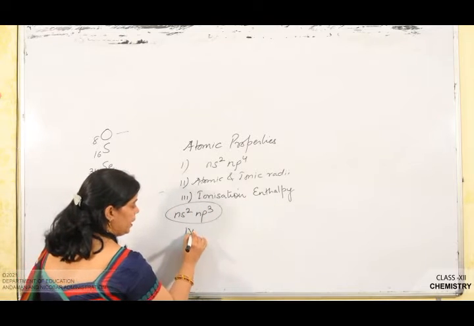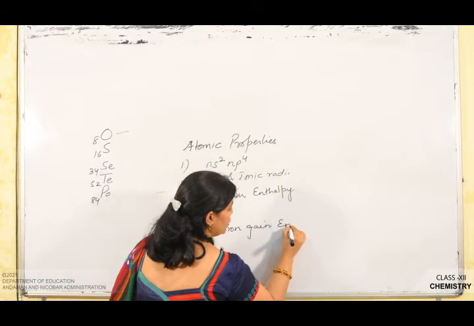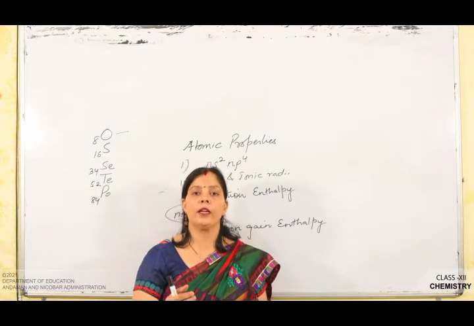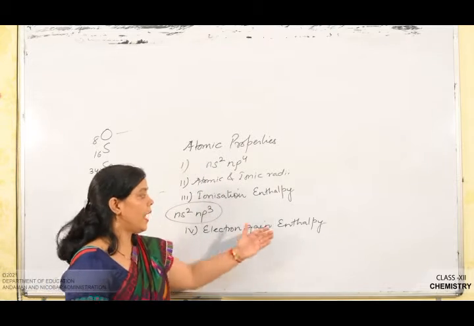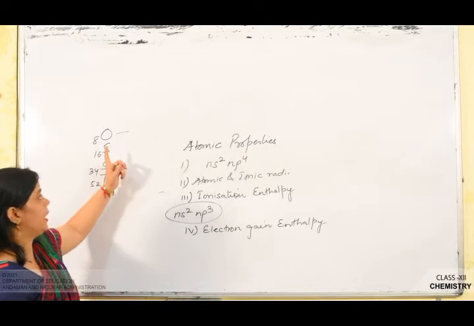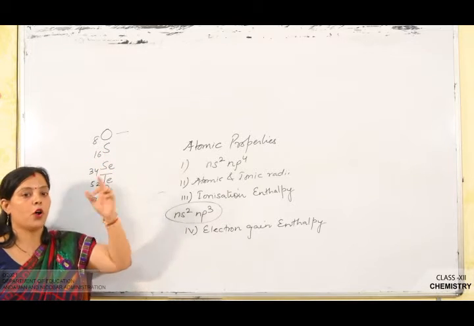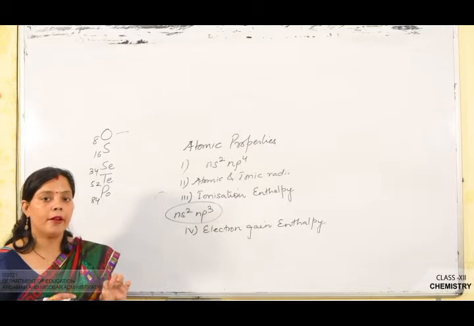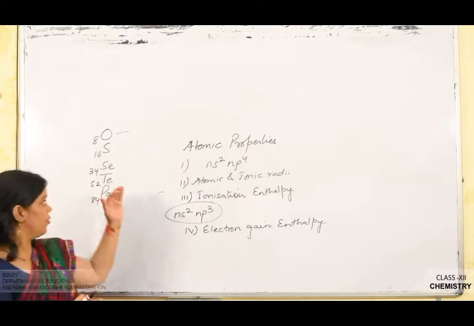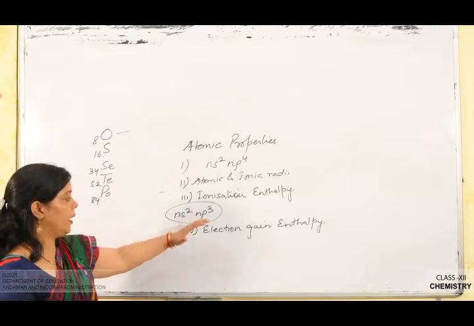Next important property is the electron gain enthalpy. Electron gain enthalpy means the amount of energy released when a neutral gaseous atom gains an electron. That energy is named as the electron gain enthalpy. The electron gain enthalpy of oxygen is less negative than sulfur, and this is due to the small size of the oxygen atom, due to which greater inter-electronic repulsions are found in the oxygen atom. From sulfur onwards the electron gain enthalpy becomes less negative up to polonium. So this is about the electron gain enthalpy.